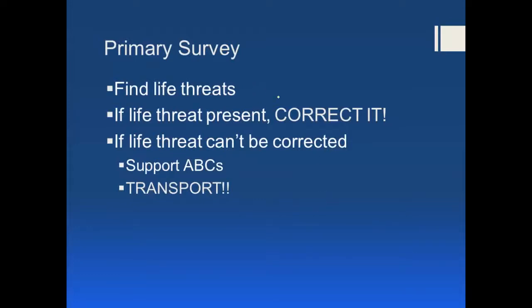Then we move into the primary survey. So we found that we have maybe a single patient, or we have our patient. Even if there's more than one patient, we have our patient. And the goal here of the primary survey is to find the life threats. So these are threats to the ABCs. If a life threat is present, we want to stop and correct it immediately. If life threats can't be corrected, then basically we do what we can and get them to somebody who can fix it. Support the ABCs and transport your patient.